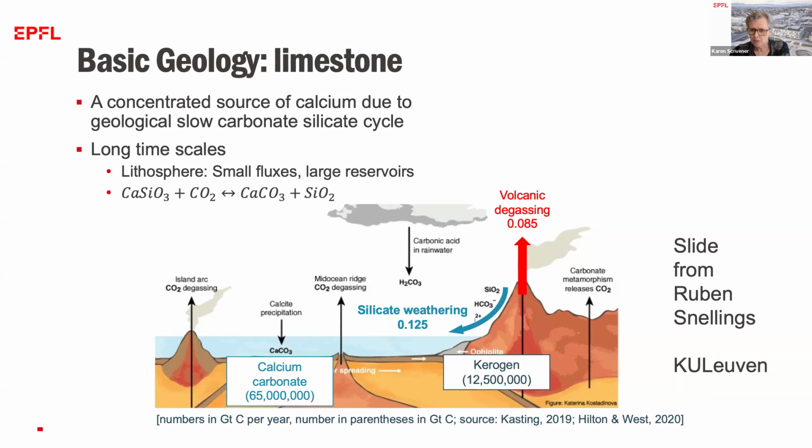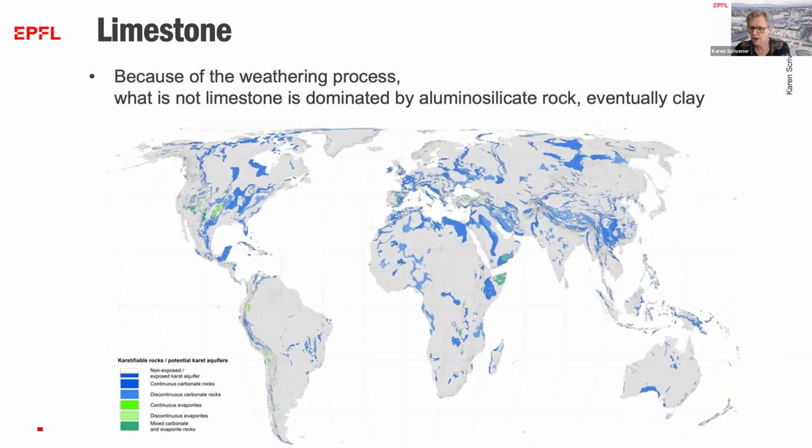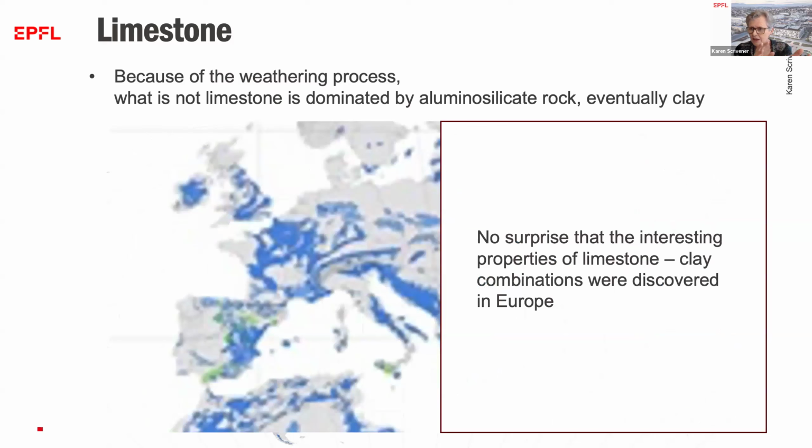And this picture here shows you a map of the main limestone deposits in the world. And of course, because of this weathering process, whatever isn't limestone is all those other elements, aluminosilicate rocks, and eventually clay. So when we zoom in on Europe, we see this intimate mixture of lime and clay, and it's not really surprising that the technology of mixing these together in the good proportions led to the invention of Portland cement about 200 years ago.